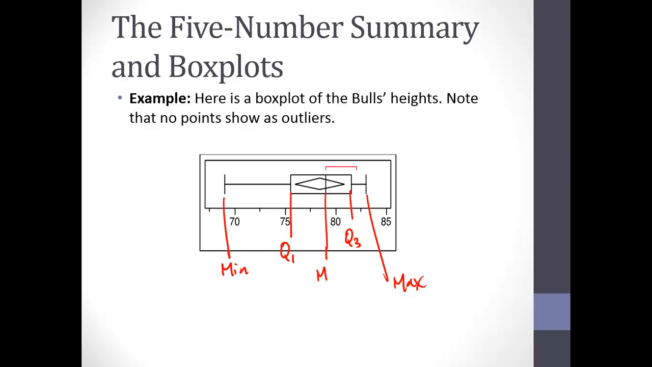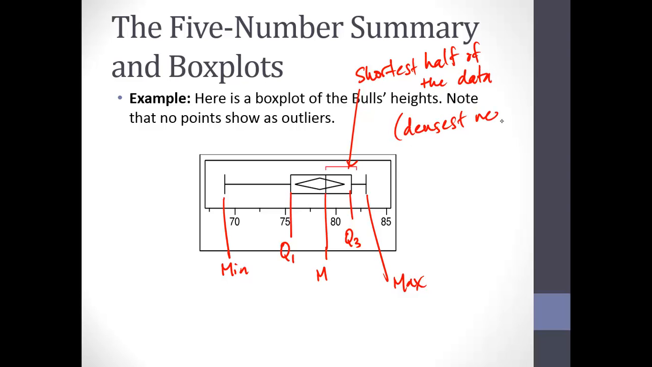When I've taught this class previously using JMP, people have asked what the red bracket means, and I never actually knew what it was, so I looked it up this time. That refers to the shortest half of the data, or the densest region. So don't worry about that at all, but if you're curious what that is, that's just showing you which range contains the densest 50% of the data.